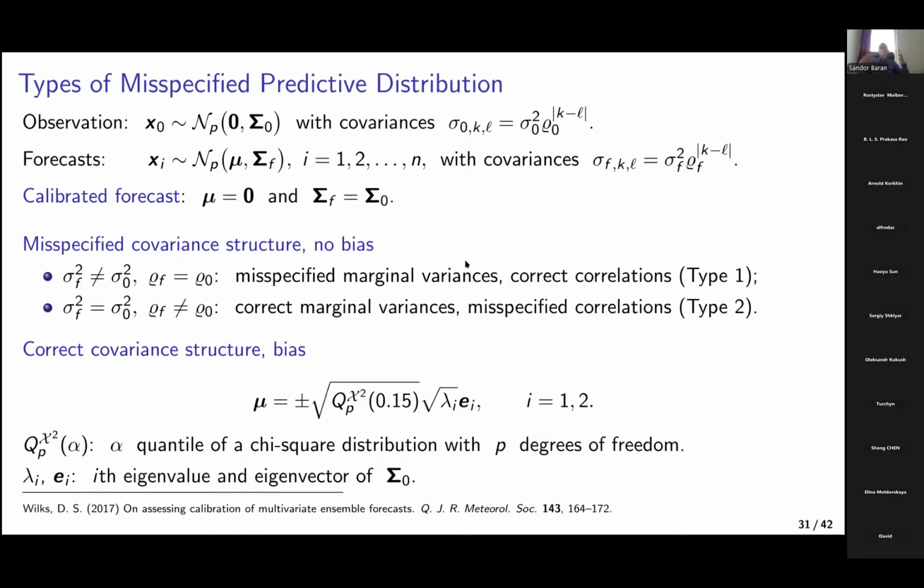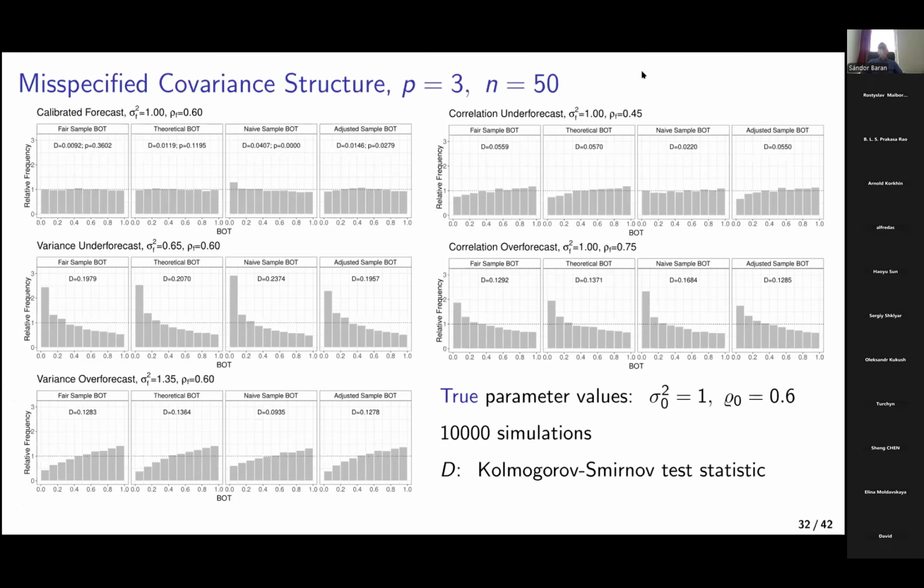So those were the transformations, and we wanted to check how well these BOT transforms work. Here is our first setup: a three-dimensional, 50-member forecast. The true parameter values are variance 1 and autocorrelation 0.6. We perform 10,000 simulations, and the first row corresponds to the calibrated forecast, when the forecast distribution matches the distribution of the observation, which means we should get uniform distributions.